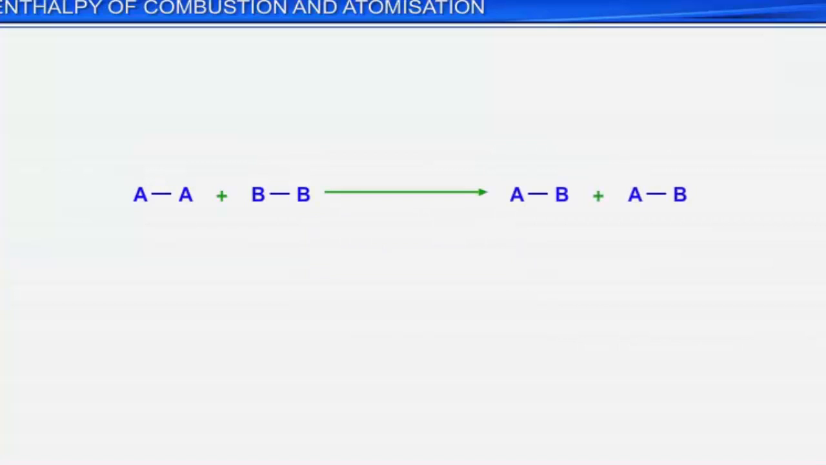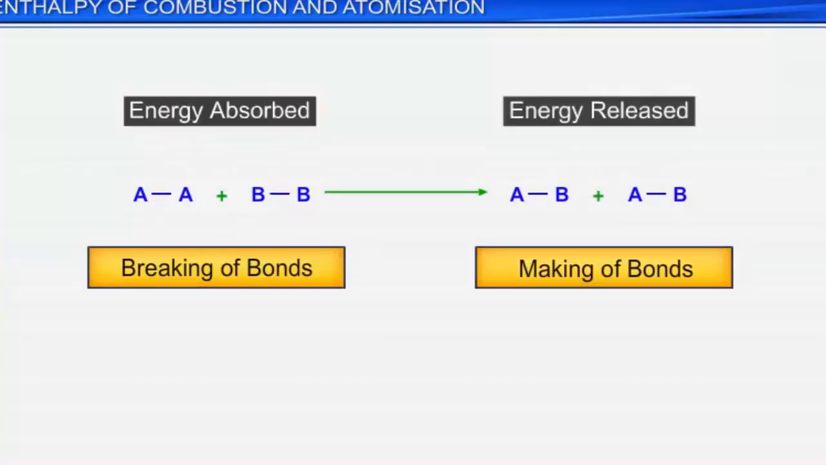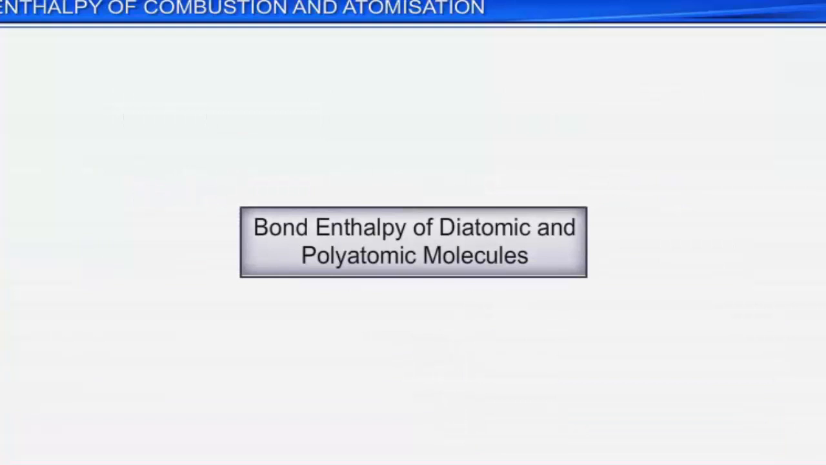Now let's look at bond enthalpy. We know that chemical reactions involve the breaking and making of bonds. The breaking of bonds requires energy, while the making of bonds involves the release of energy. The enthalpy changes associated with chemical bonds are expressed in terms of bond dissociation enthalpy and mean bond enthalpy. Let us try to understand these terms with reference to diatomic and polyatomic molecules.